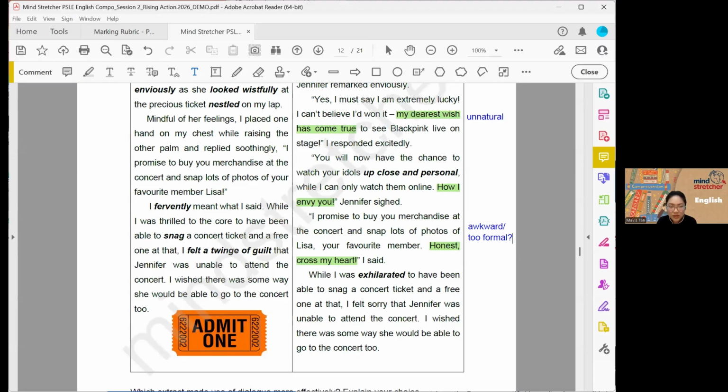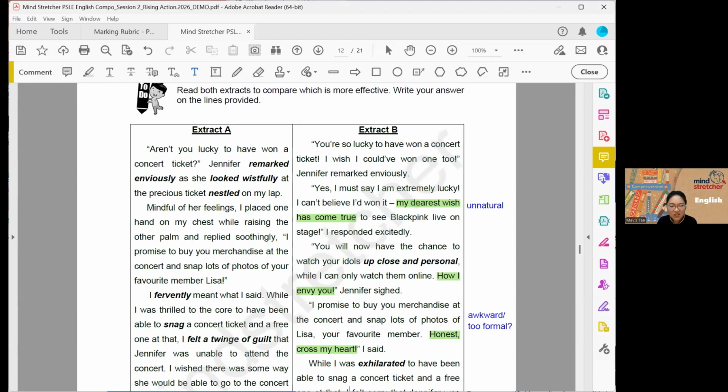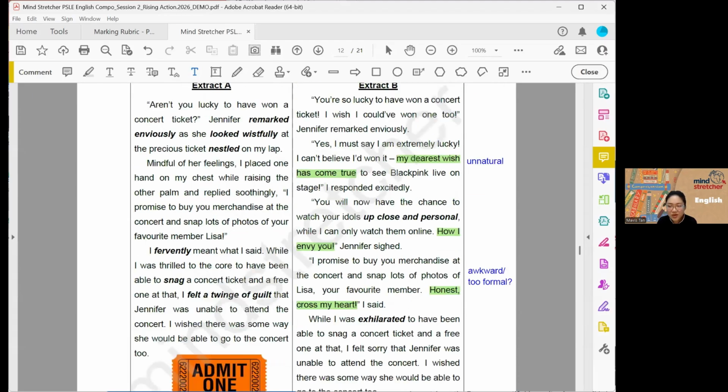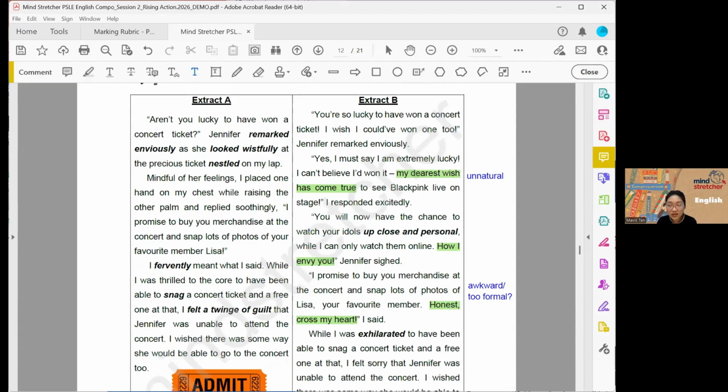I felt sorry. I promised to buy you. Okay, so not very smooth. This is not as what you're thinking. Yeah, you could think like that. If you look at extract A, which many of you said is your favorite and you think is the most effective, let's see what is done well here, okay?